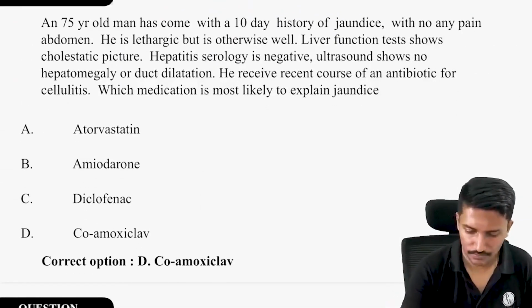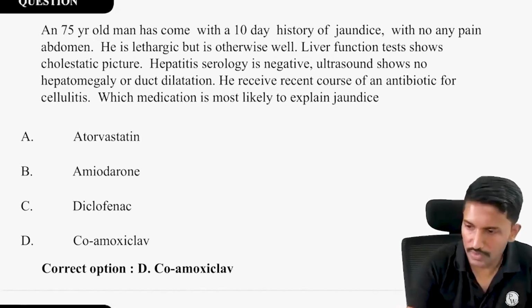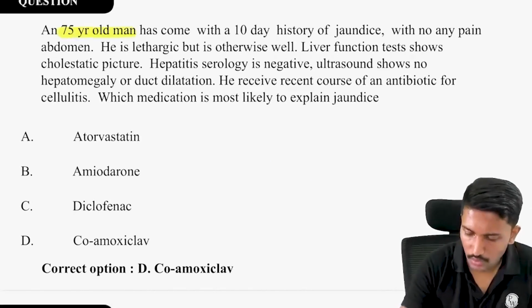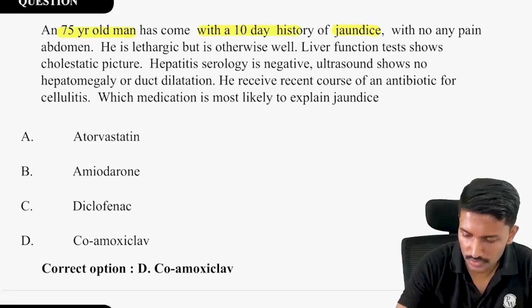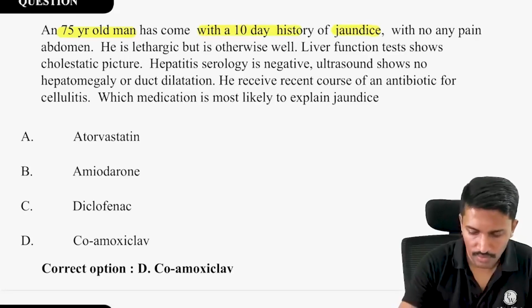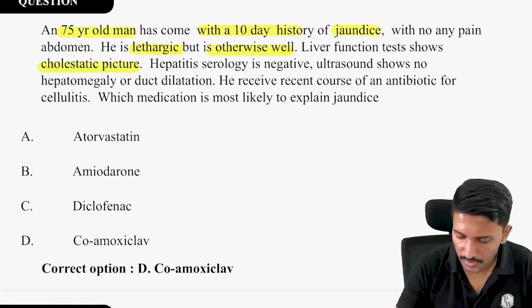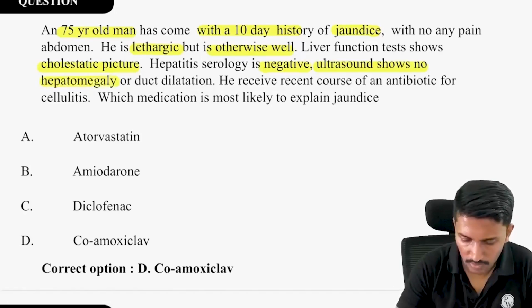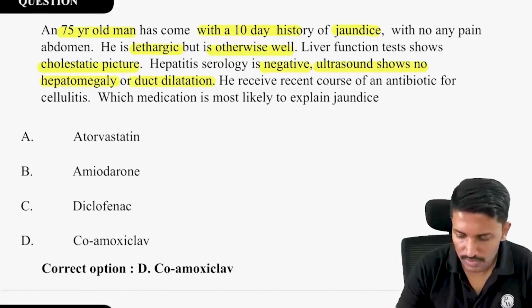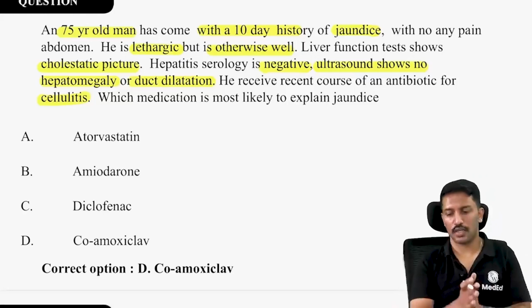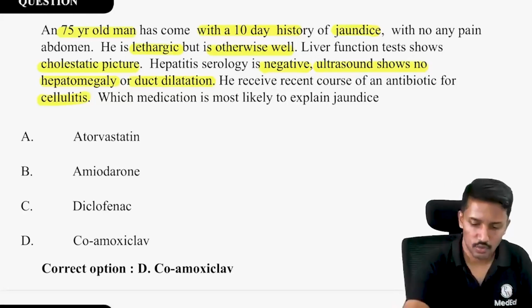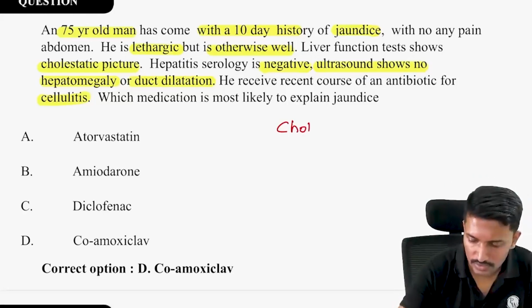Okay, next. Here we have a 75-year-old man who has come with a 10-day history of jaundice with no pain abdomen. He is lethargic but otherwise well. Liver function test shows cholestatic picture. Hepatitis serology is negative. Ultrasound shows no hepatomegaly or duct dilation. He received a recent course of an antibiotic for cellulitis. Which of the following medications is most likely responsible, right? So here we are talking about cholestatic jaundice.